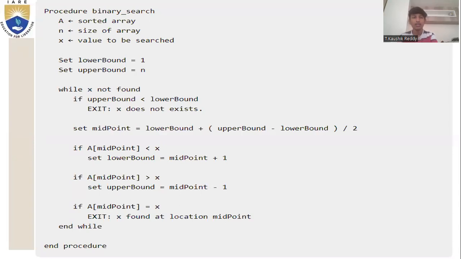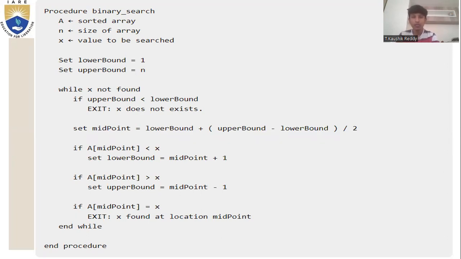So this is the procedure for the binary search. A is the sorted array, n is the size of the array, and x is the value to be searched. Set the lower bound equal to L and set the upper bound equal to n. While x is not found, if the upper bound is less than the lower bound, exit: x doesn't exist. Set the midpoint: lower bound plus (upper bound minus lower bound) by 2.